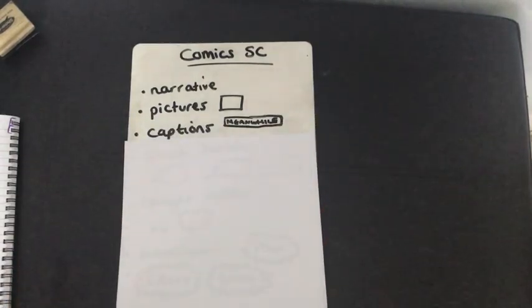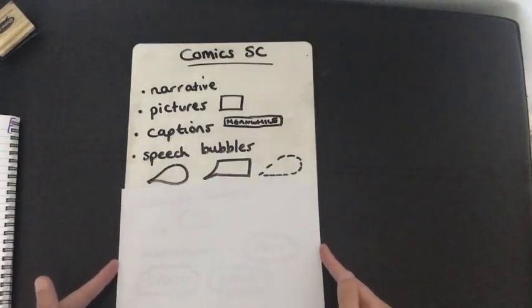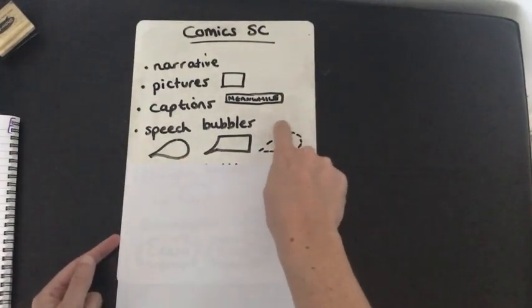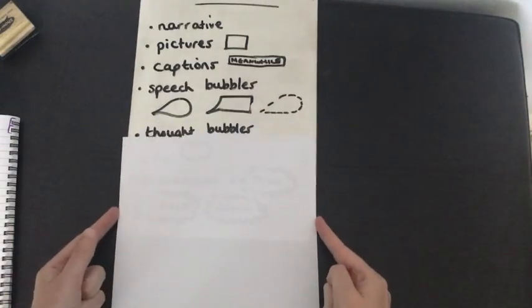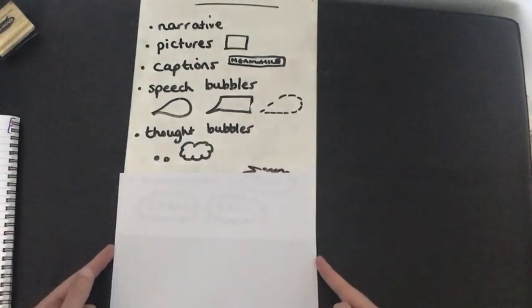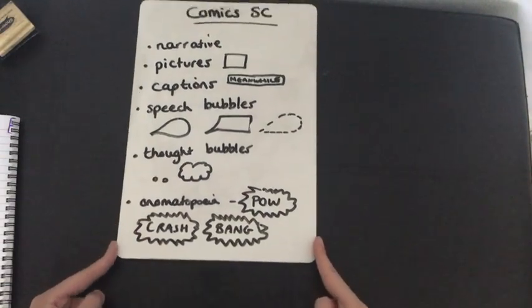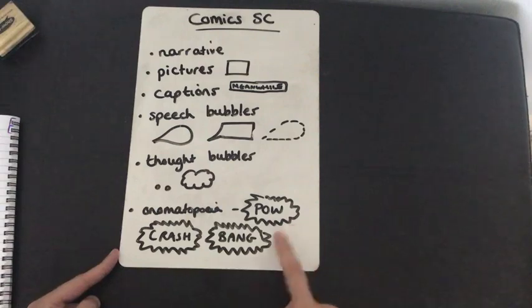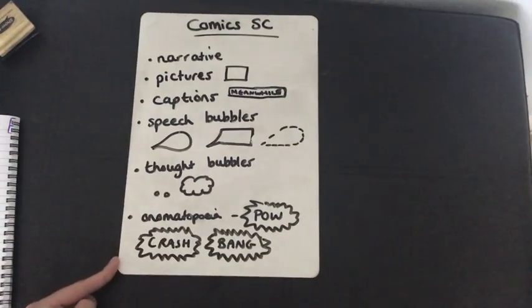You might find captions, short pieces of writing which help to tell the story. You might find writing also in speech bubbles. Different types here, circular ones, square ones, and these ones here, remember, meant somebody's speaking quietly. You might also find thought bubbles to show what a character's thinking. And you might also find something called onomatopoeia, which are these action sound words like pow, bang or crash. So let's see if we can use some of these features today in our own comic strips.